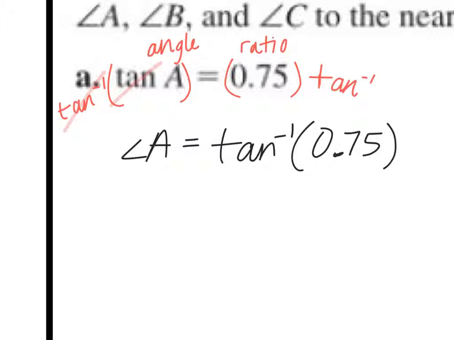36.869897650. If your calculator is a little bit different, just ask. Okay, so then we would know that our measure of angle A is approximately 36.9 degrees, and we write that in.